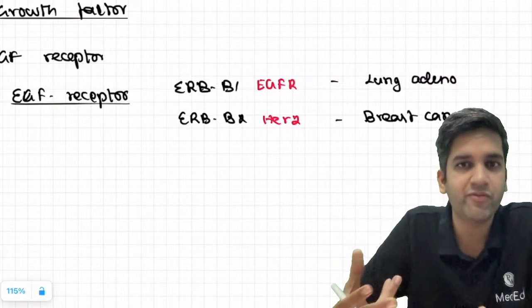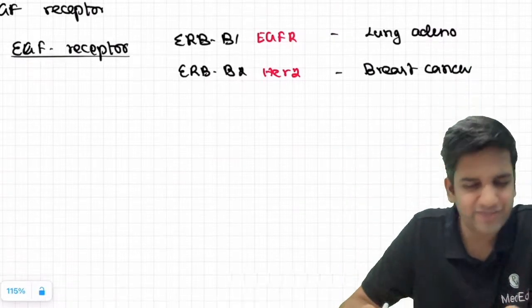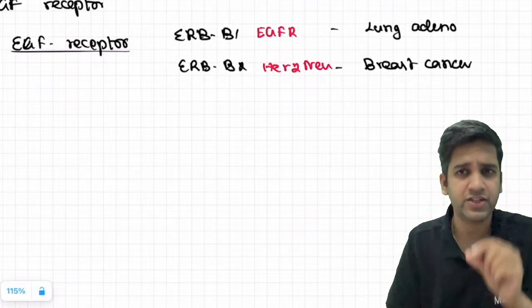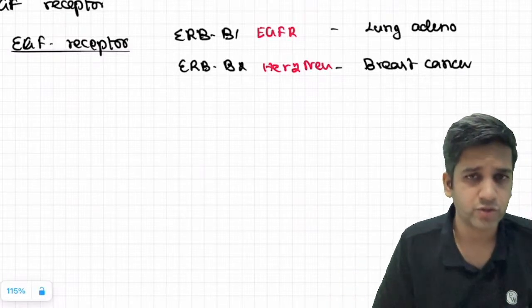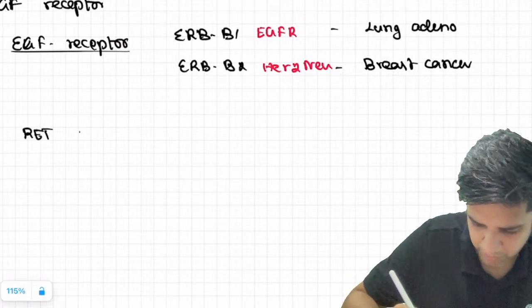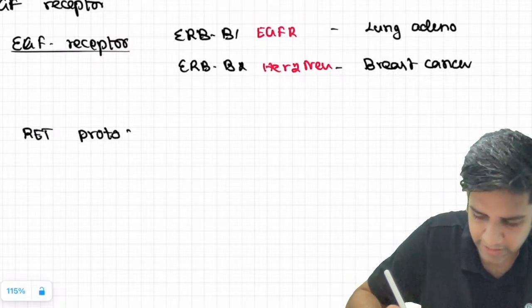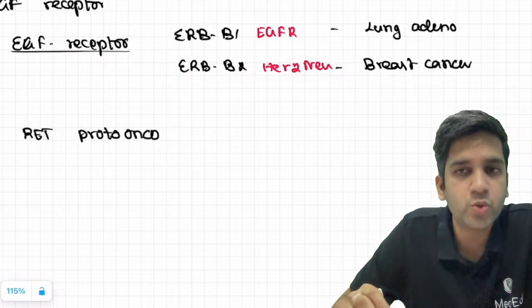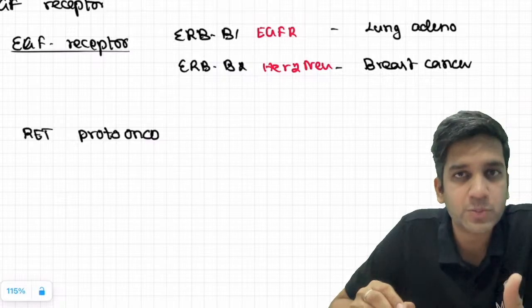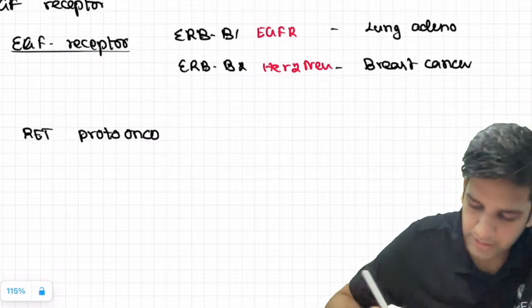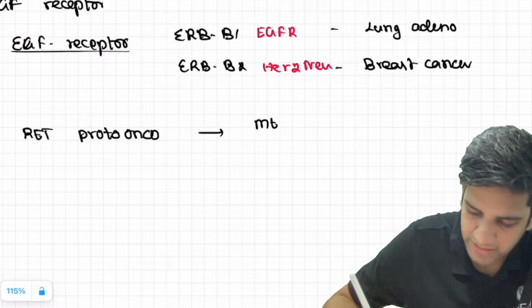Now it might look like a very new name, but it's very, very easy. HER2, right? That's the entire gene's name. That's seen in breast cancer. And then I have a protooncogene called RET. The RET protooncogene is mutated in multiple things, but at least I want you not to forget medullary carcinoma of thyroid, pheochromocytomas, and a syndrome called MEN syndrome, right? It is seen in MEN syndrome.